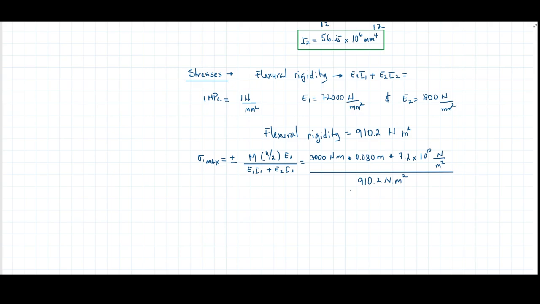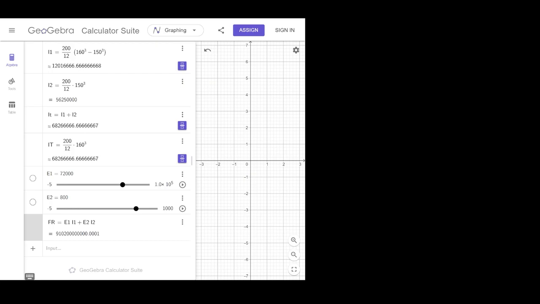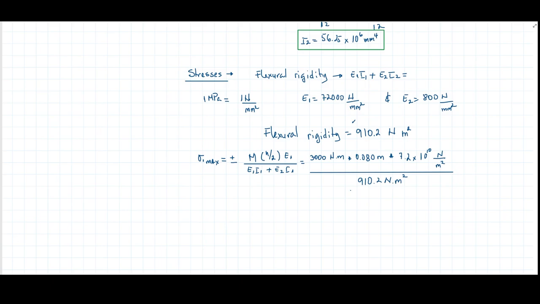Let me just recheck. This is wrong, this one here, because this is in square millimeters, so if I want to take it to square meters, I have to move the 6 zeros, so 3 and 3, so it's 910,200. Let me change this. That's why I was saying it shouldn't be like that. So this is 200, like this.